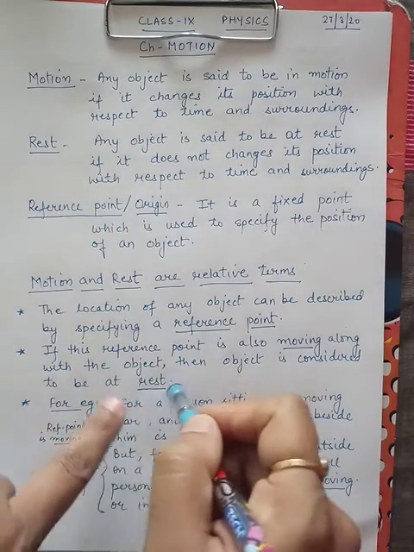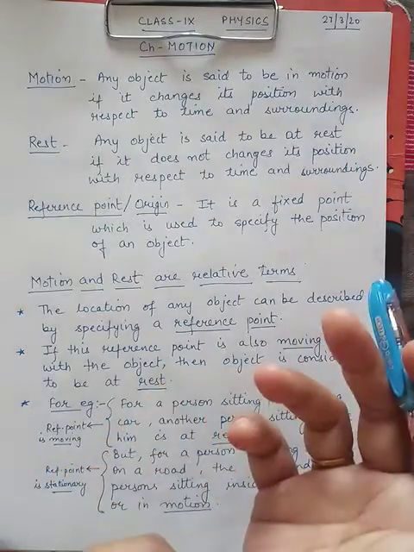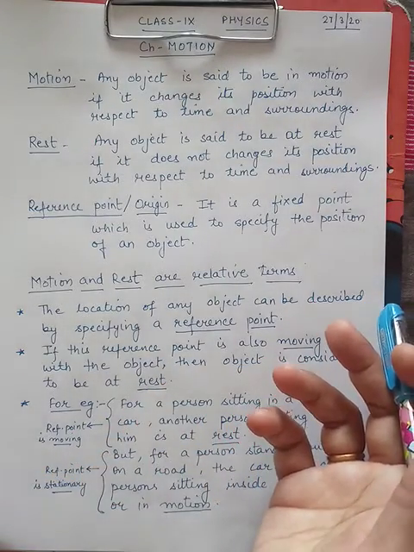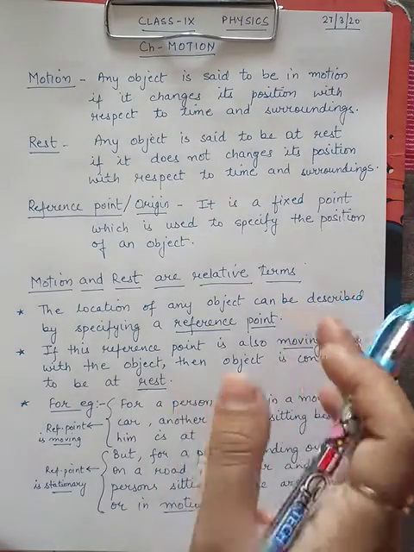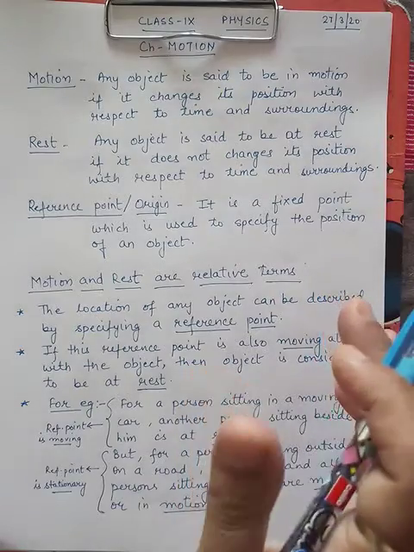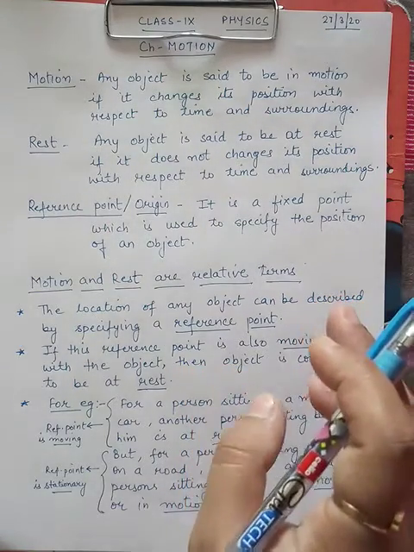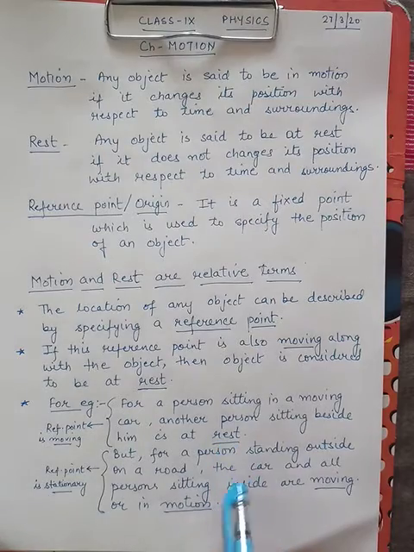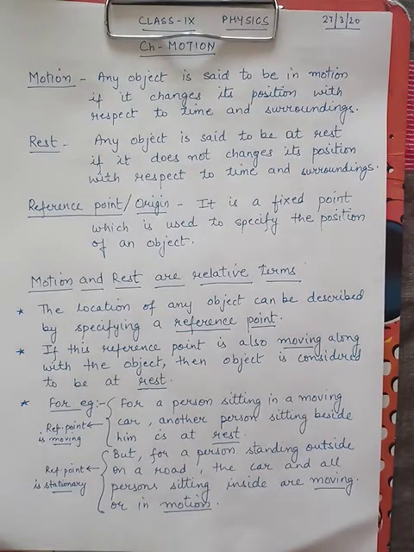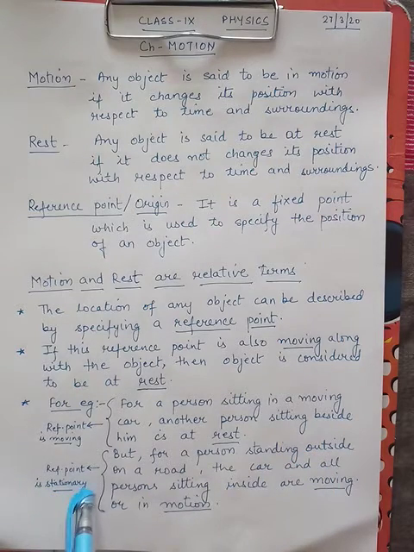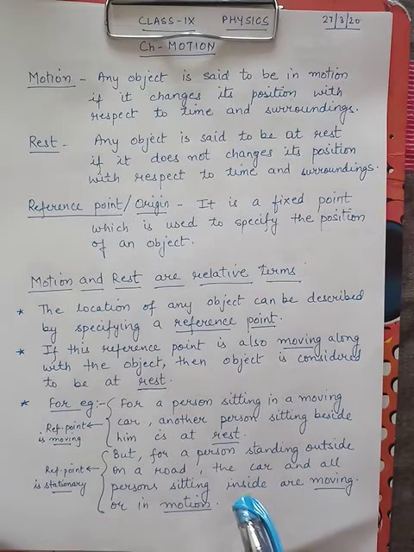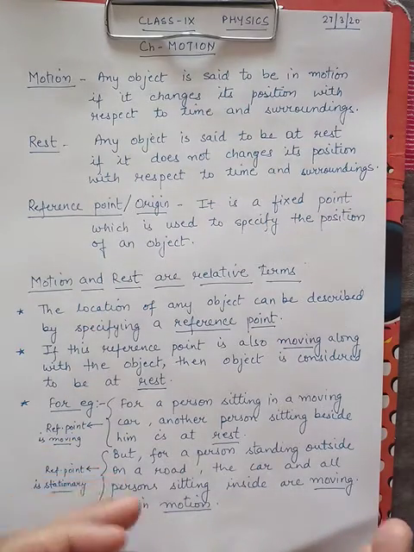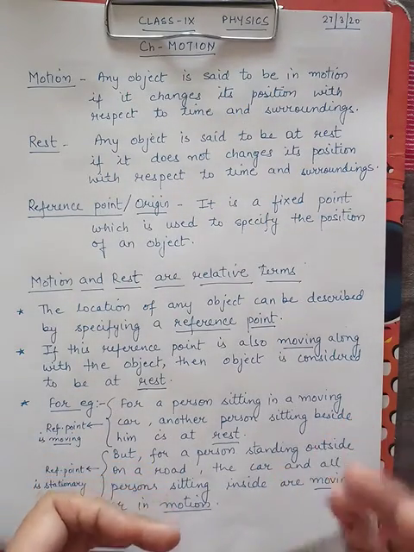Either a reference point can be considered as moving, or reference point can be considered as stationary. So when the reference point is considered as moving reference point, the objects can be considered at rest. But when the reference point is considered as stationary, the objects can be considered as in motion, right? So it is the concept of only reference point that we need to understand. This is how we can understand.